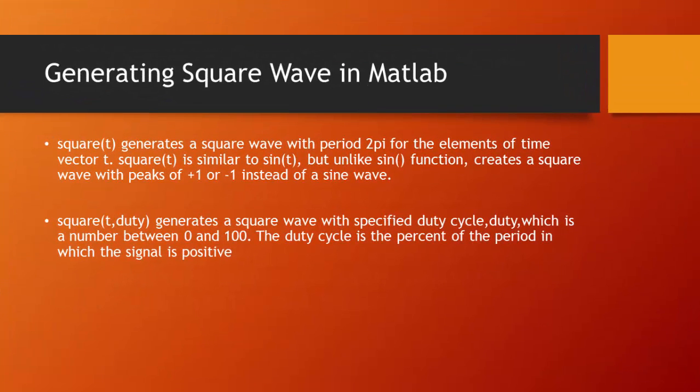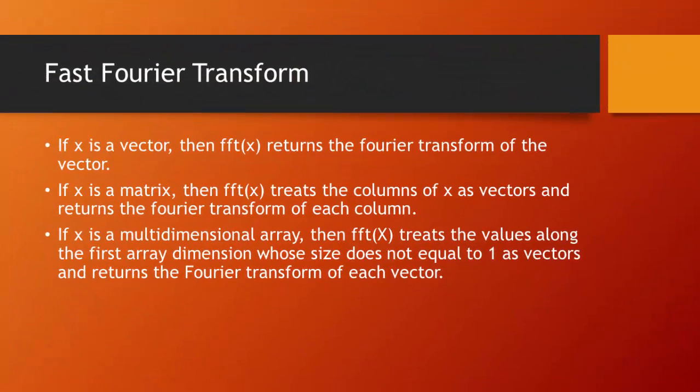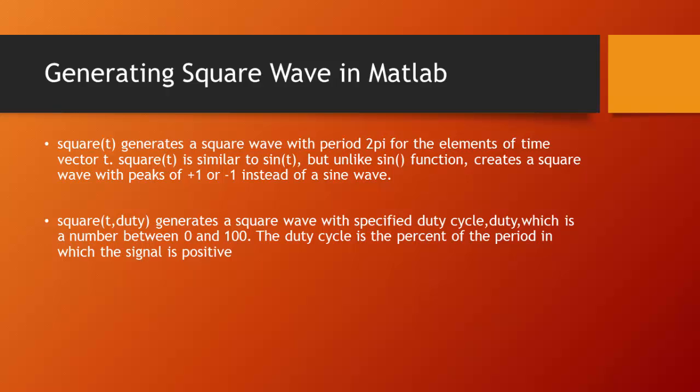Generating a square wave in MATLAB. square(t) generates a square wave with period 2 pi for the elements of a time vector t. It is similar to sin(t), but unlike the sine function, it creates a square wave with peaks of +1 or -1 instead of a sine wave. It also generates a square wave with a specified duty cycle, which is a number between 0 and 100. The duty cycle is the percent of the period in which the signal is positive.